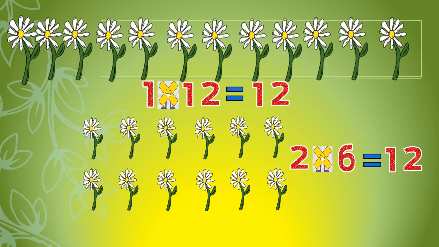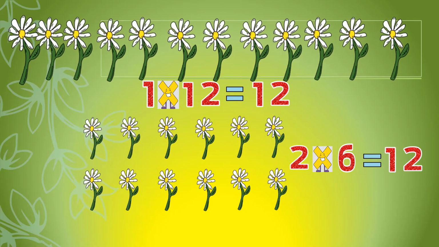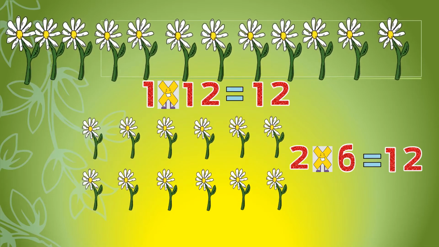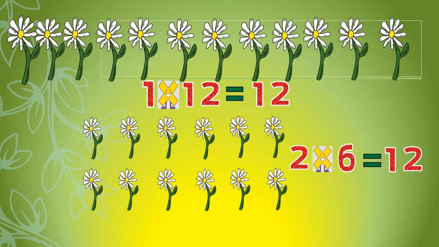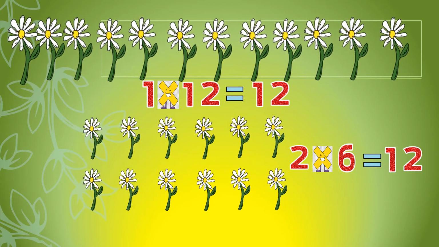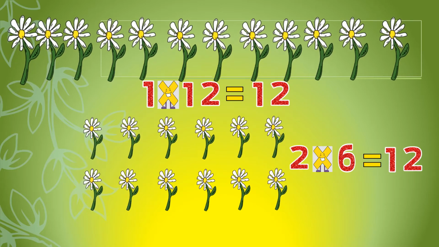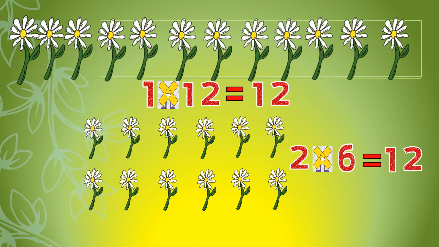So till now we have formed 2 arrangements of the flowers. Now children, here you can see if we divide 12 by 1, what will be our answer? 12. And if we divide 12 by 6, what will we get? 2. And hence there are 2 rows.